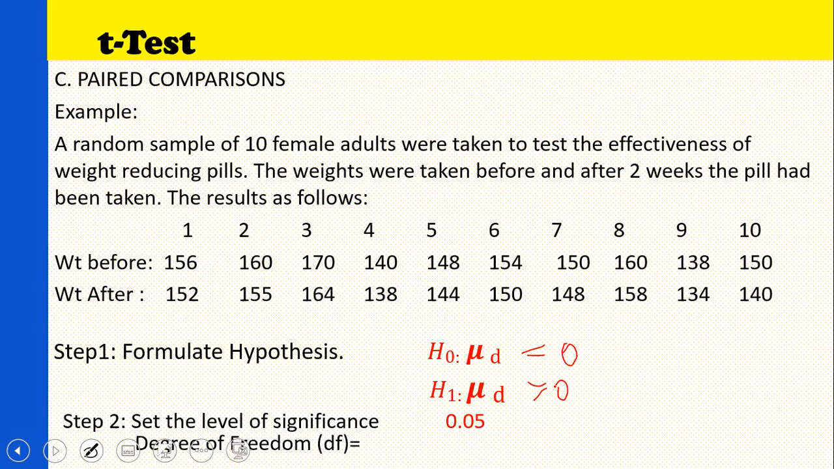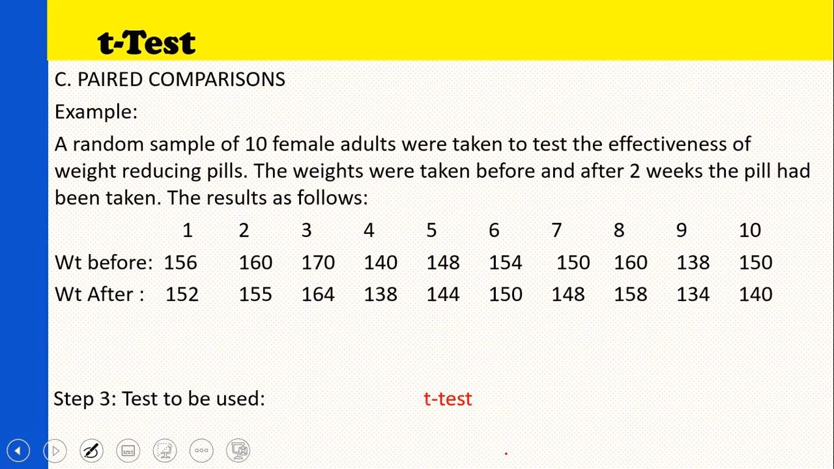And we also have the degree of freedom. The degree of freedom is set to 1.83. Let's move forward with the test to be used. We're going to use t-test, which is under one-tailed test. And how is it computed? Paired comparison. So this time we have the paired comparison here.